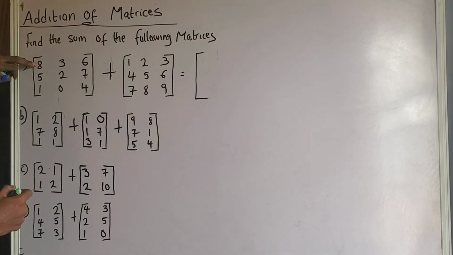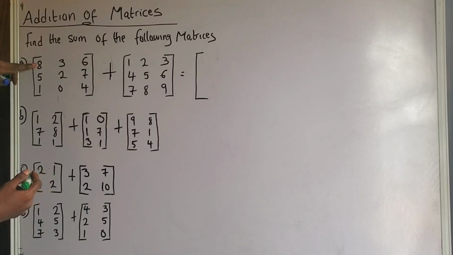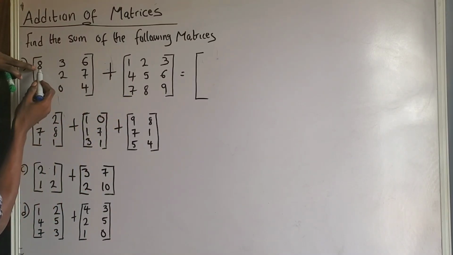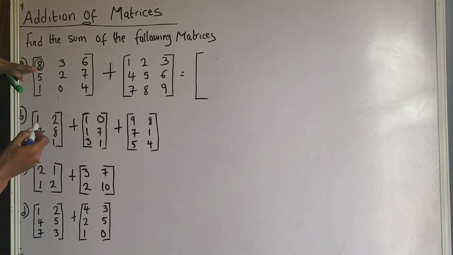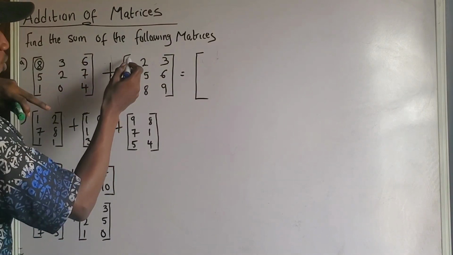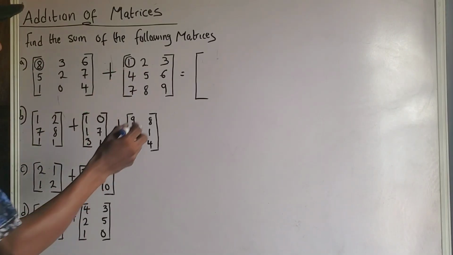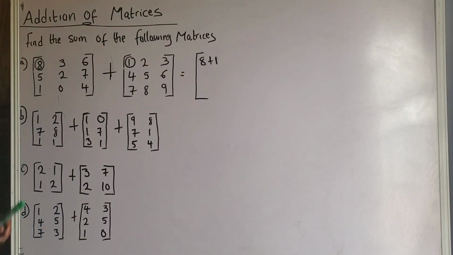The corresponding elements, please pay attention. If you didn't get it in the first instance, you can get it right now. The number in the second matrix that corresponds to 8 is 1, right? Because this 8 is in row 1, column 1, and this 1 as well is in row 1, column 1. So you can always add this 8 and 1 together. So I'm going to have here 8 plus 1. Okay, we are done with 8.